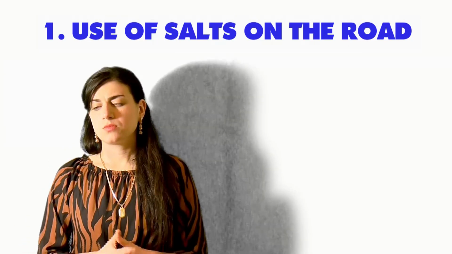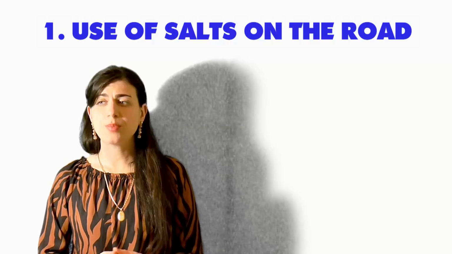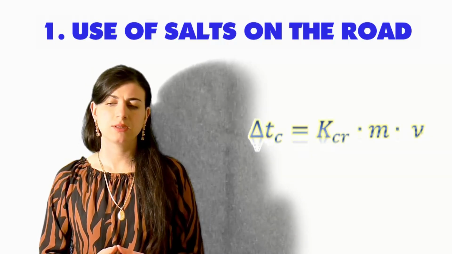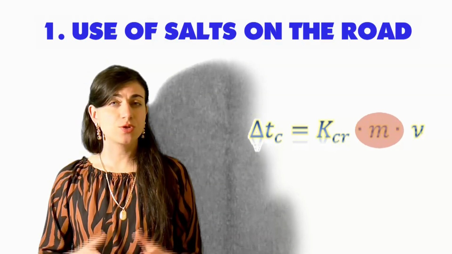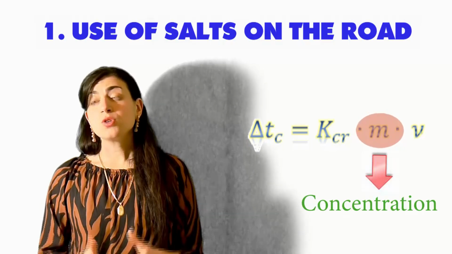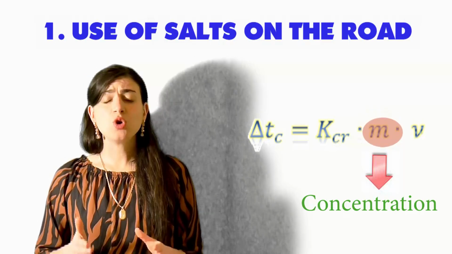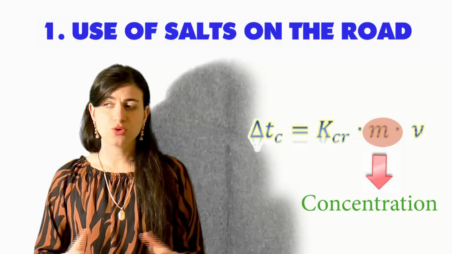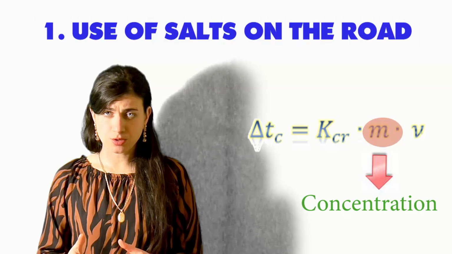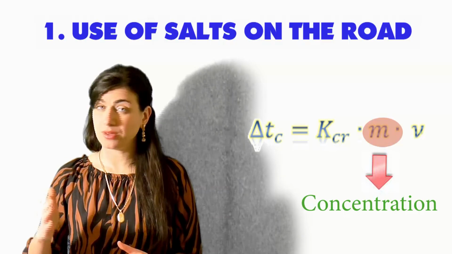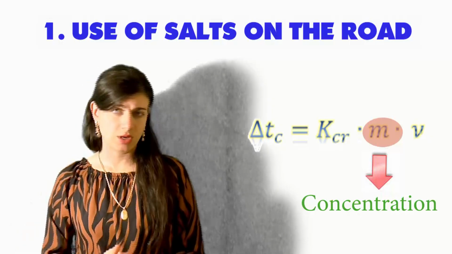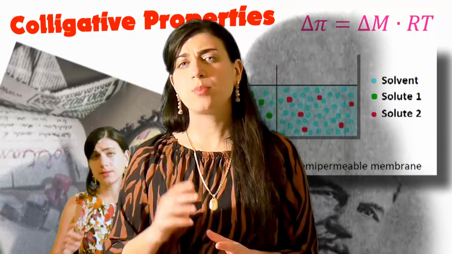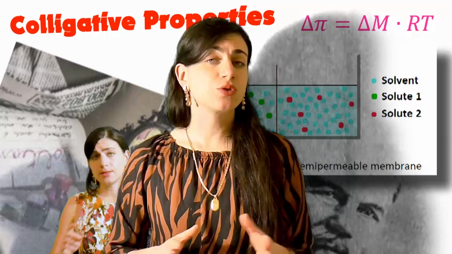And of course, the depression of freezing point depends also on the amount of salt we put, and so depends also on the concentration. So the more salt we put, the more we will avoid ice formation even at low temperature, such as minus 25 Celsius degrees or even minus 30 Celsius degrees. Let's see now the second application of depression of freezing point.